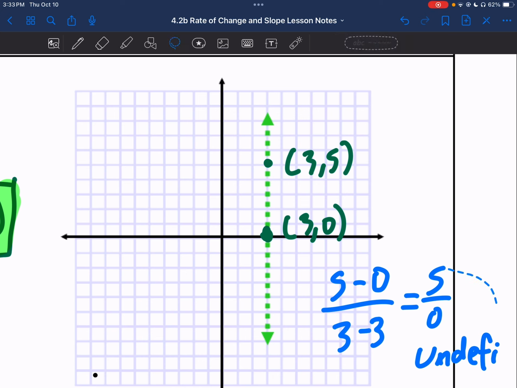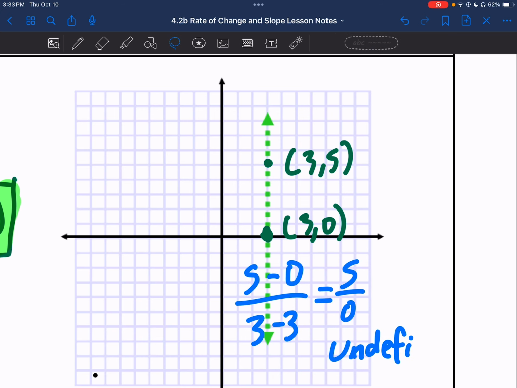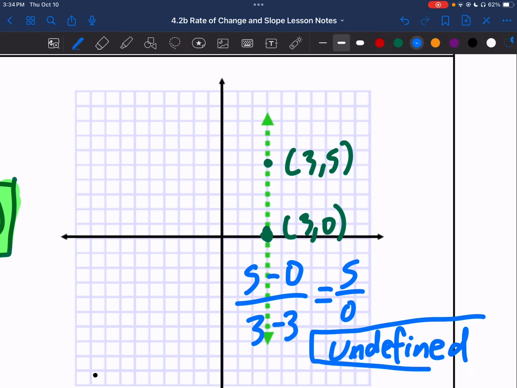And I didn't give myself enough room. You must write that it is undefined. If you write 5 over 0, it will be marked wrong, because I need to know that you know that anything divided by 0 will be an undefined slope. Because again, we're going up 1, 2, 3, 4, 5. So our rise is 5, but our run is 0. So it's 5 over 0, which is undefined.